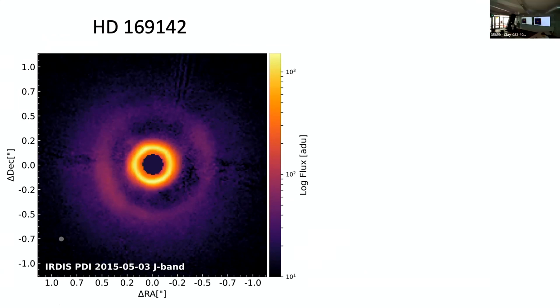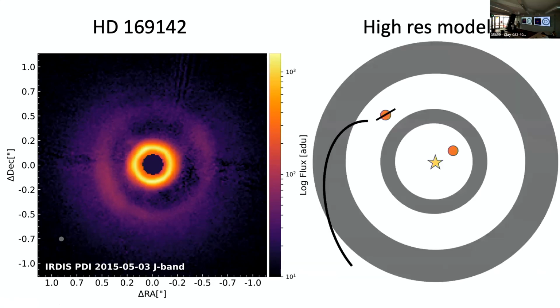And this picture has already been published. I did not actually reduce this myself, but at the time we noticed this little blob in the top left here, which was inside this depleted area. And in theory, we should know that a planet could carve a gap there. So I've made a little model.